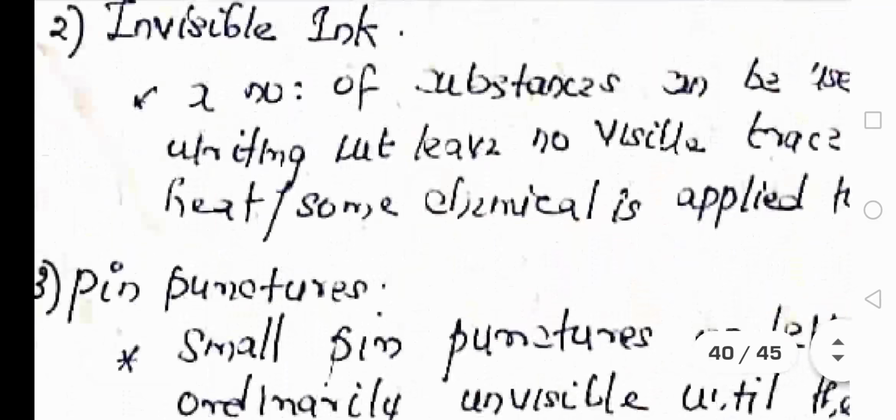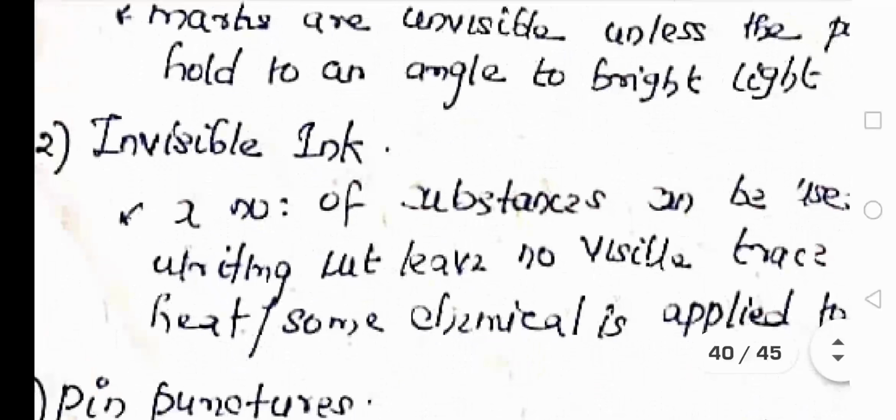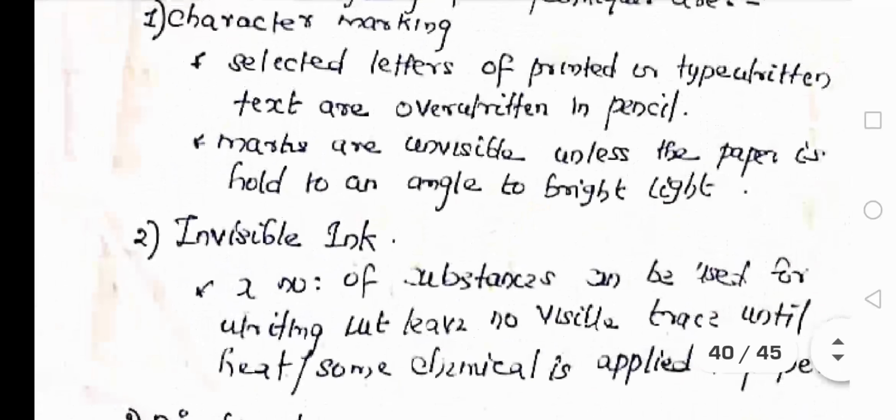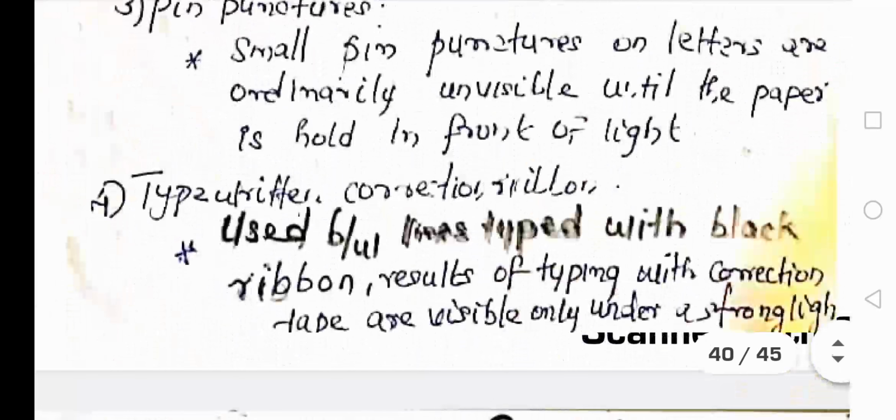So these are the various methods by which you can adopt steganographic techniques. Hope it is clear for you: character marking, invisible ink, pin punctures, as well as typewriter correction ribbon. One thing I have to note in this context is that these techniques were used traditionally, and now there are various latest techniques available based on steganography, which you can adopt in practical applications. Hope it is clear for you.